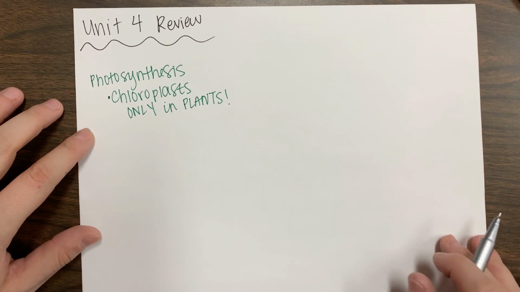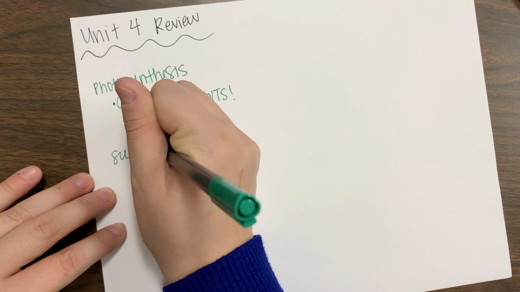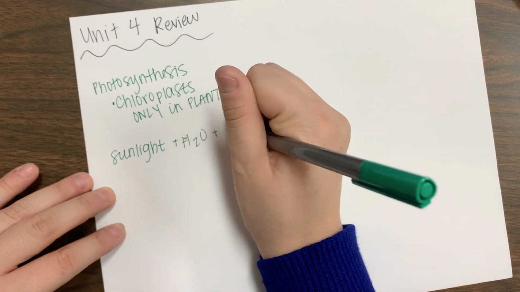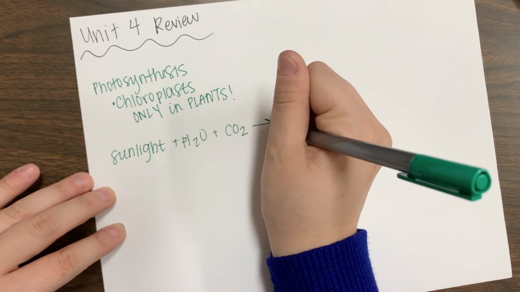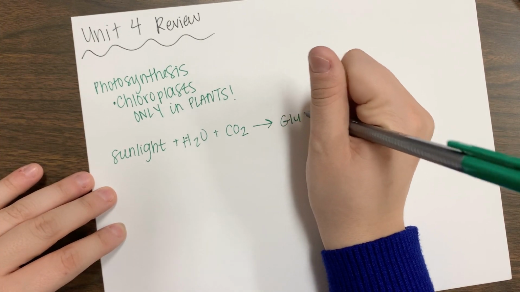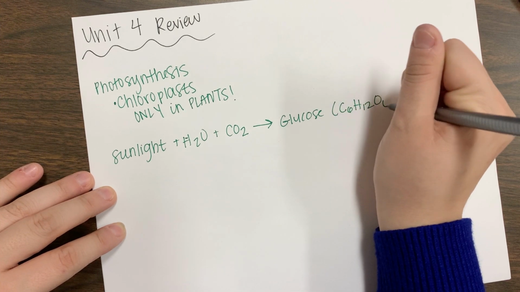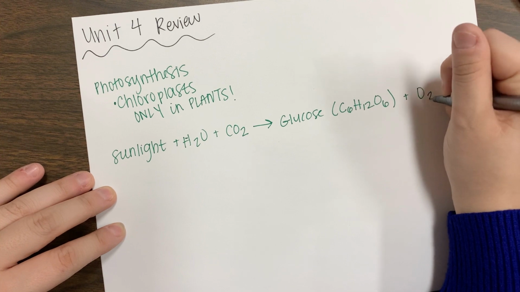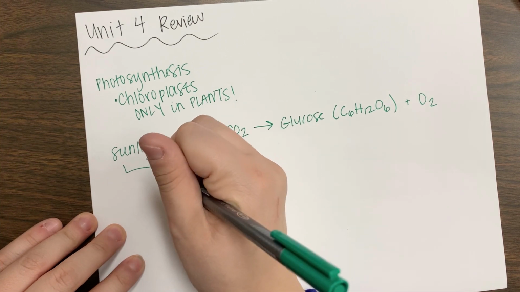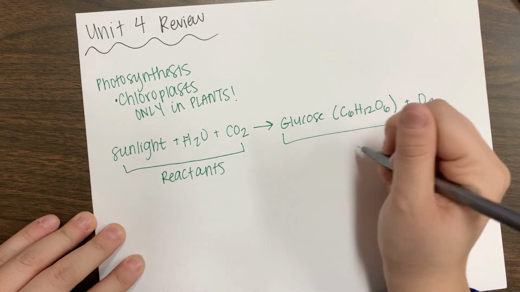So you definitely need to know the formula, but basically sunlight plus water, or H2O, and CO2 are going to go into the plant. It's going to go through a chemical reaction, and out is going to come glucose, or C6H12O6, and oxygen, O2. Okay, so this is going in. These are the reactants, and these are the product.